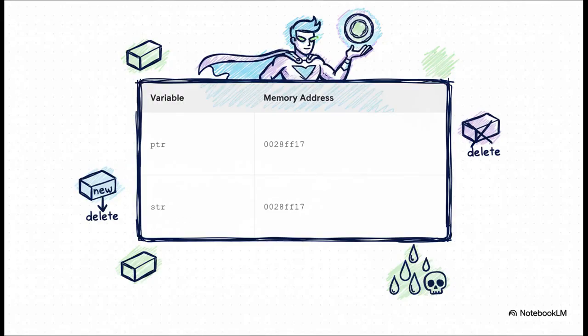And boom, there's the proof. Look at that. The output shows that our pointer, ptr, and the array name, str, are holding the exact same memory address. They are, quite literally, pointing to the very same spot in your computer's memory.